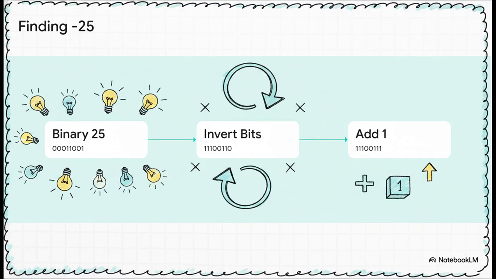Step 3, and listen, this is my major pro tip for you, never ever skip this final phase when the clock is ticking. You absolutely must add 1 to that inverted result. That gives us our final answer, 11100111. Honestly, write those 3 steps on your scratch paper the absolute second you sit down.